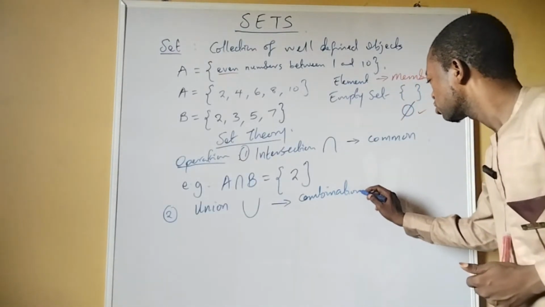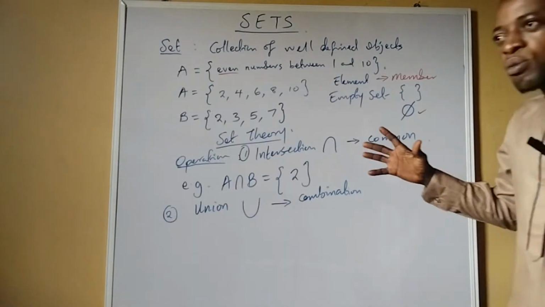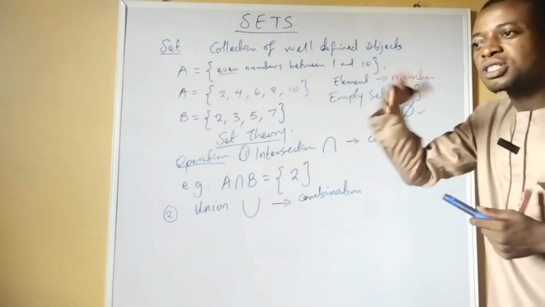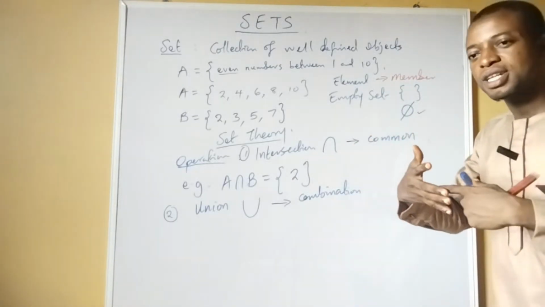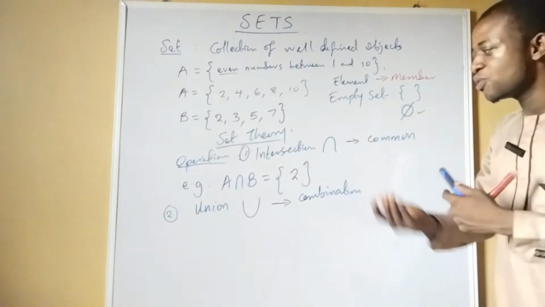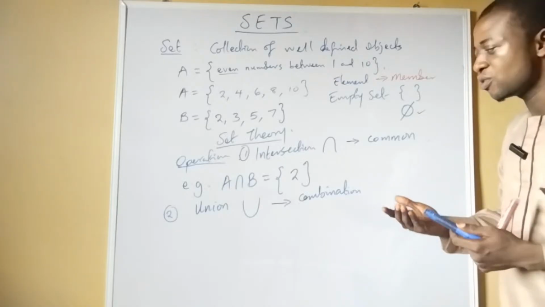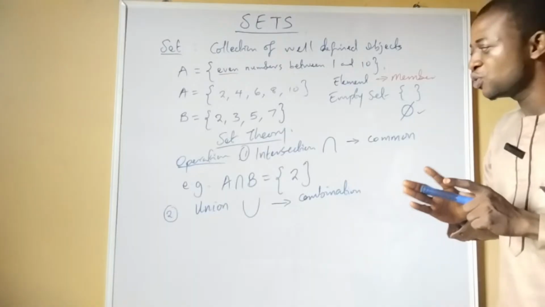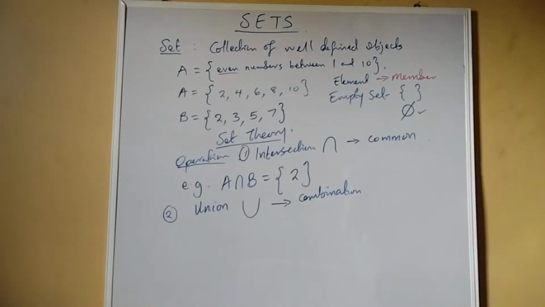Combination of two or more sets without repetition. So combination without repetition means bringing two or more sets together without repetition. That's union. We combine the two sets. That's the union of two sets. All right.